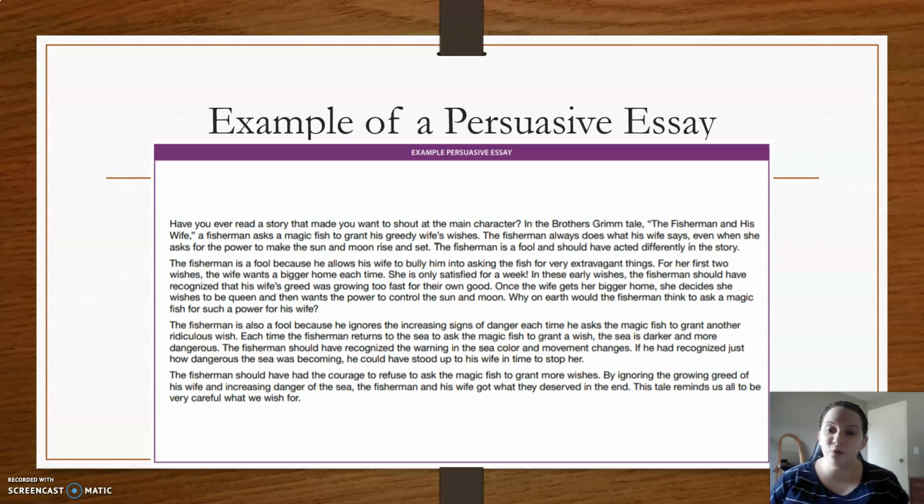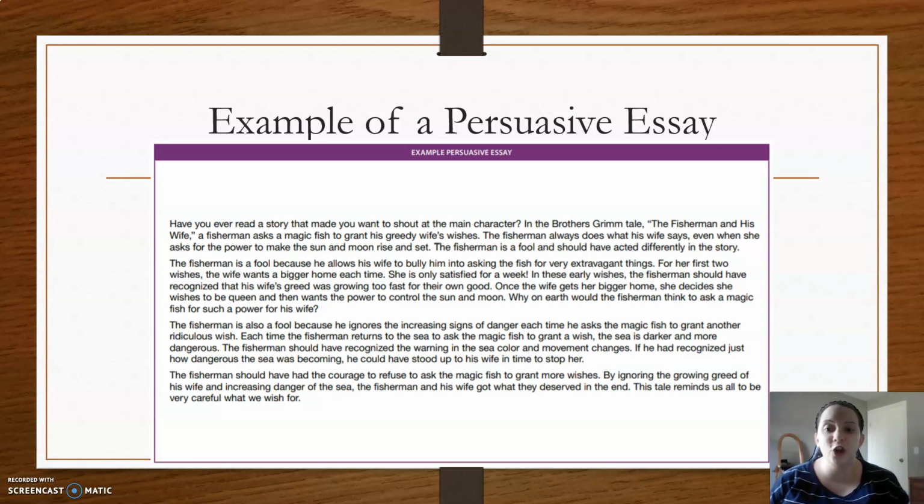The fisherman is also a fool because he ignores the increasing signs of danger each time he asks the magic fish to grant another ridiculous wish. Each time the fisherman returns to the sea to ask the magic fish to grant a wish, the sea is darker and more dangerous. The fisherman should have recognized the warning in the sea color and movement changes. If he had recognized just how dangerous the sea was becoming, he could have stood up to his wife in time to stop her. Now, as my conclusion.